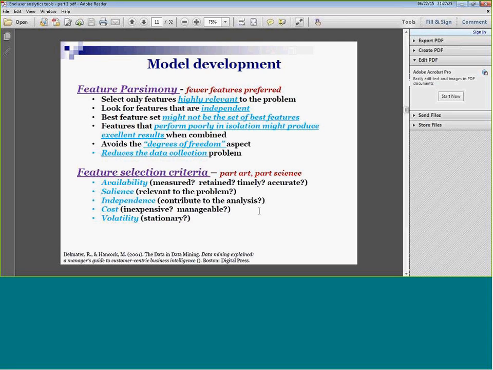Well, obviously availability. It doesn't do much good to say, I can tell you I've got a great model that predicts the market closing. All I need to know is where the market was at 1 nanosecond before it closed. Well, yeah, but that's not going to help me much.